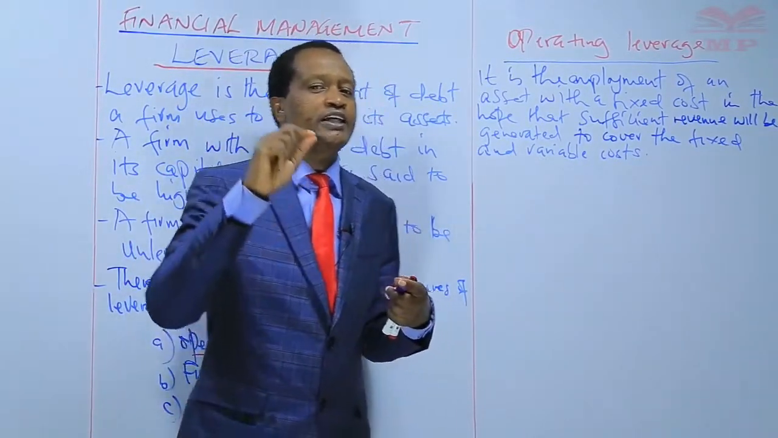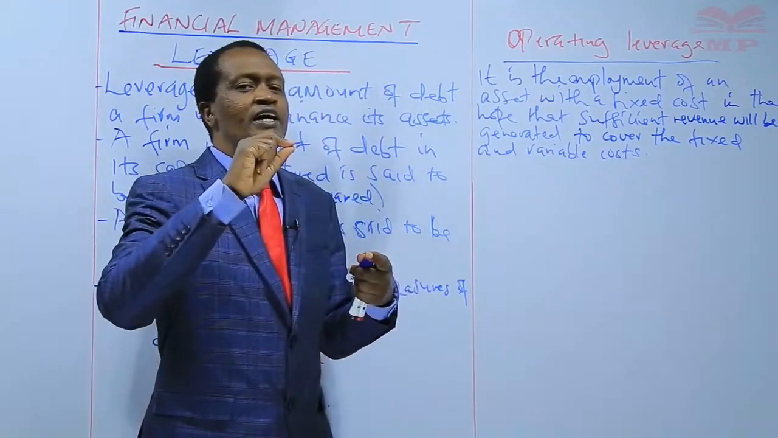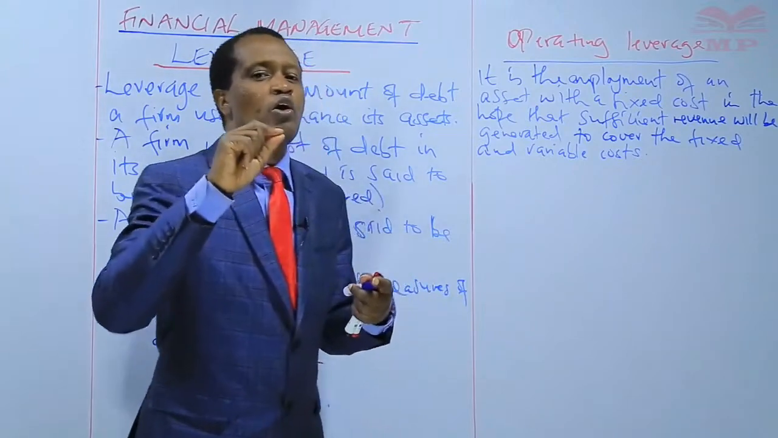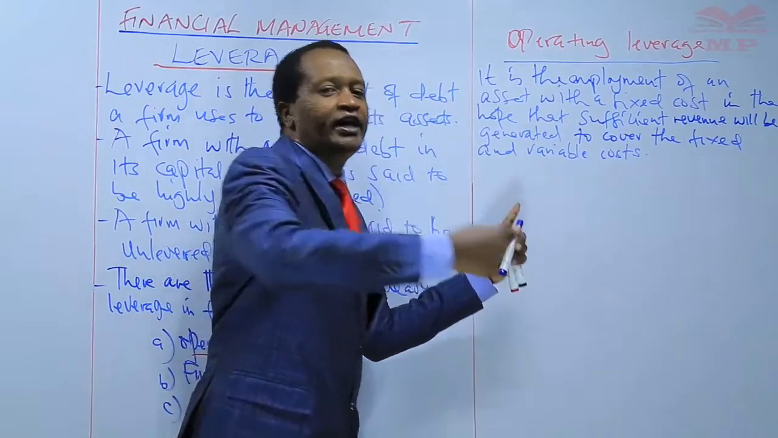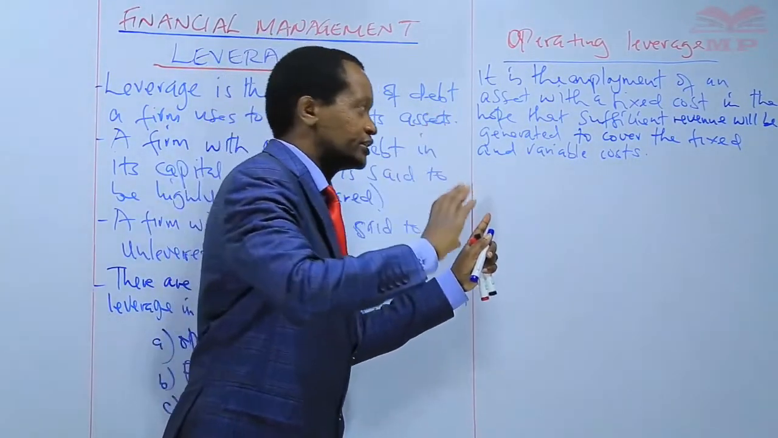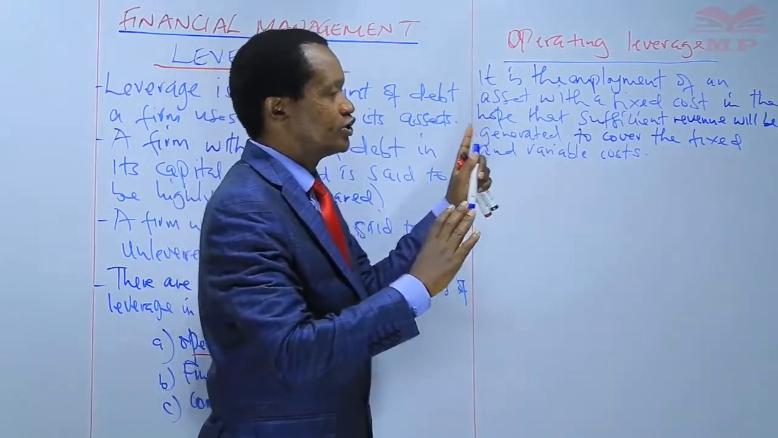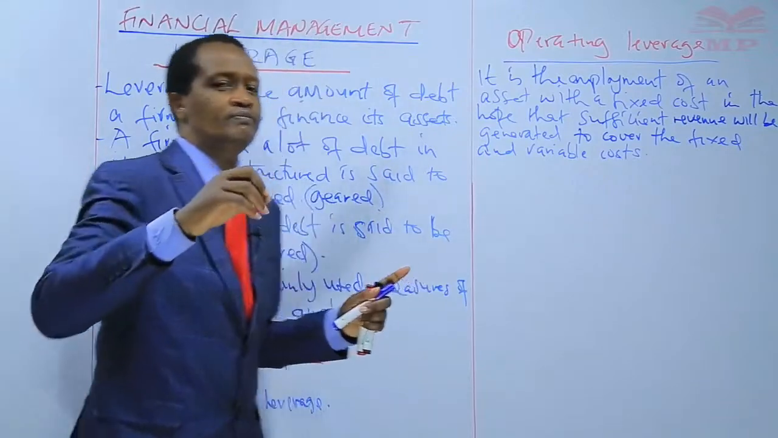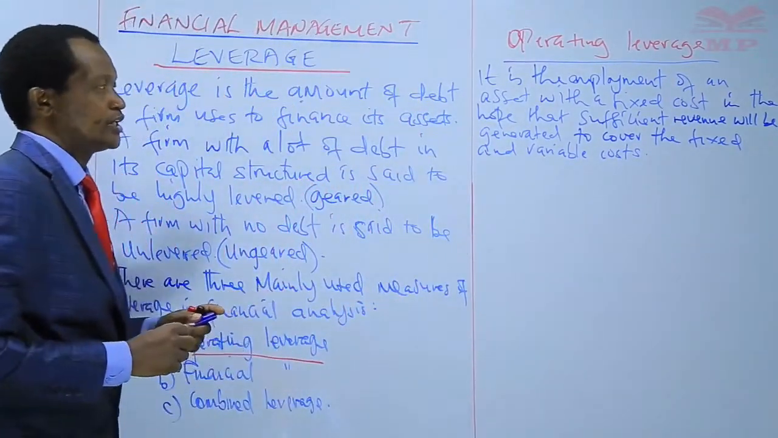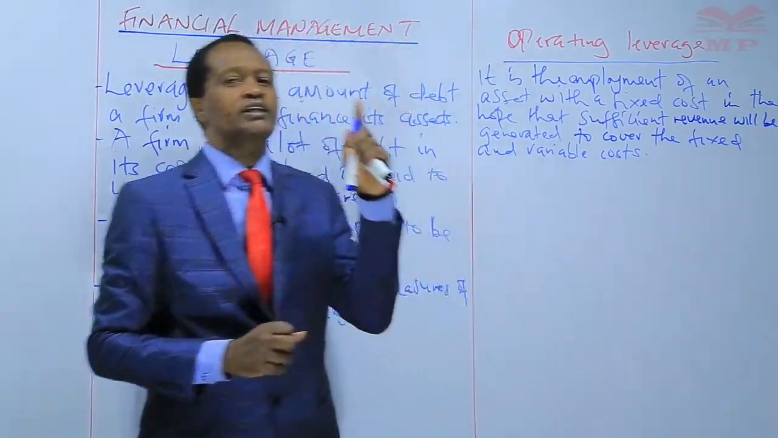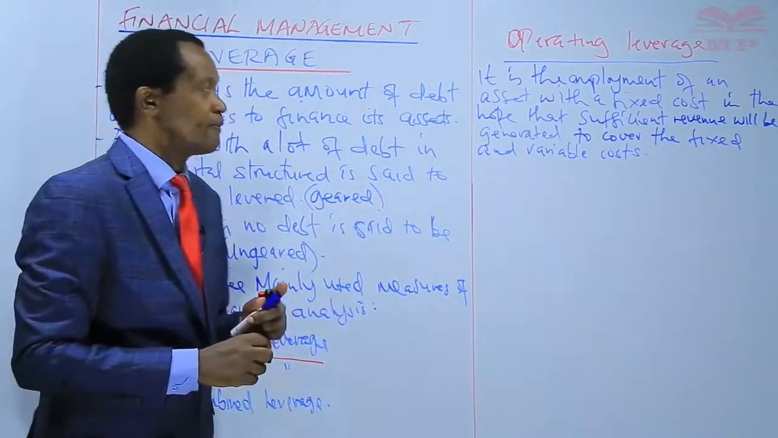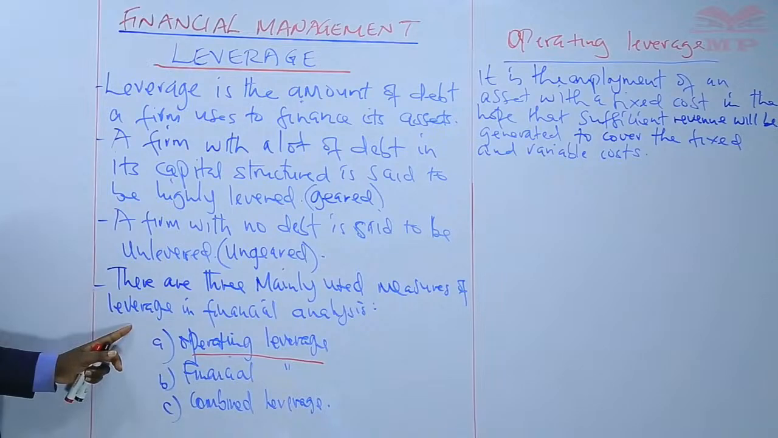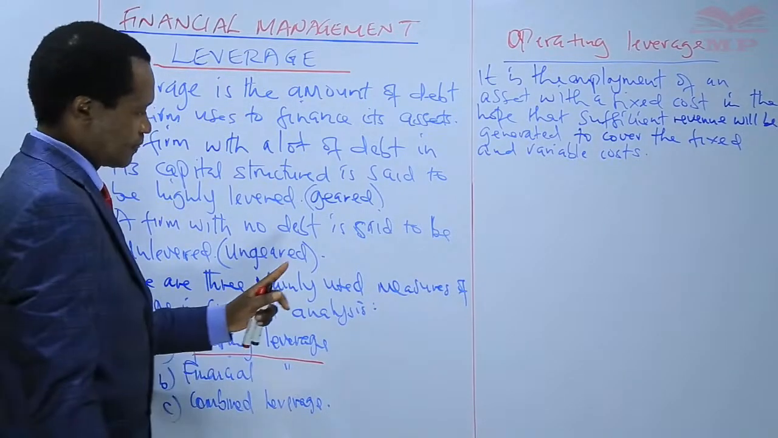All right? It is the ability to use fixed operating costs to magnify the effects of changes in sales. That's the meaning of operating leverage, to lever, to magnify the effects of changes in sales. So that's the meaning of operating leverage.